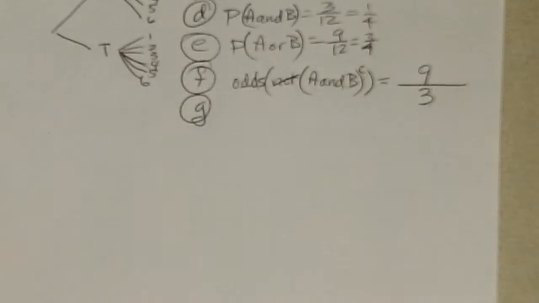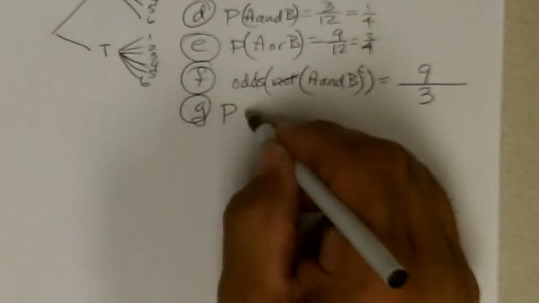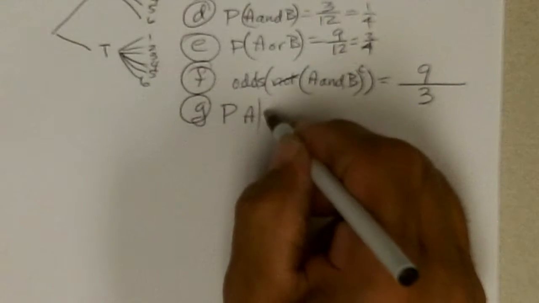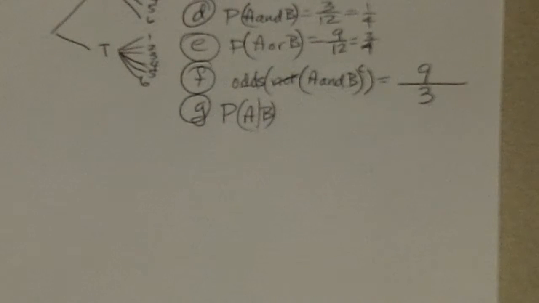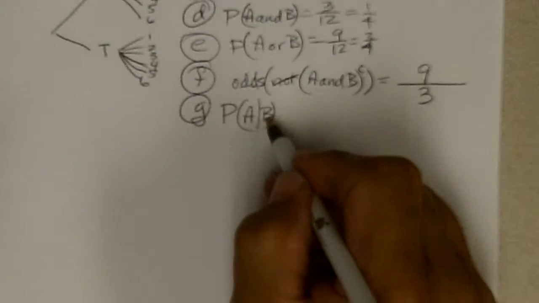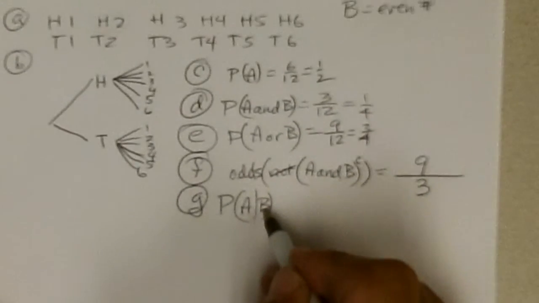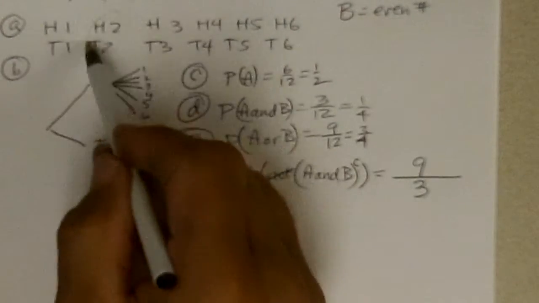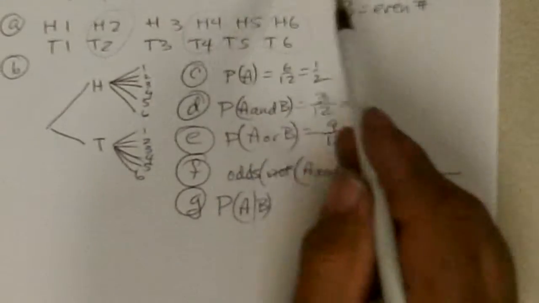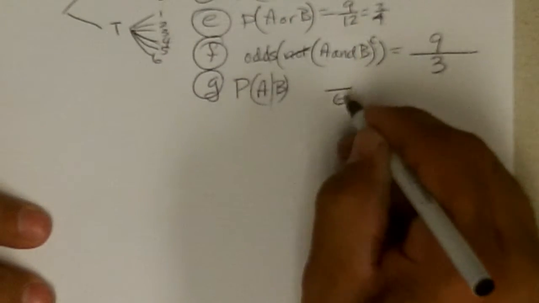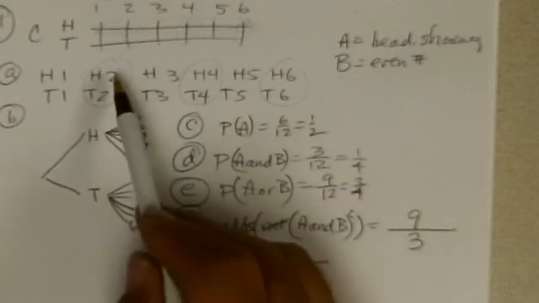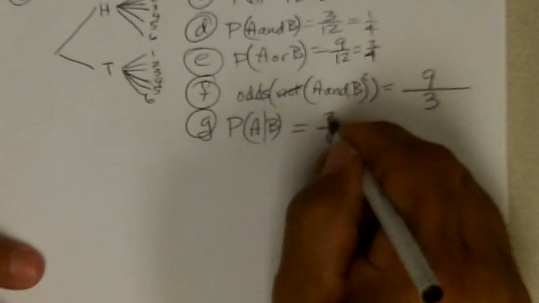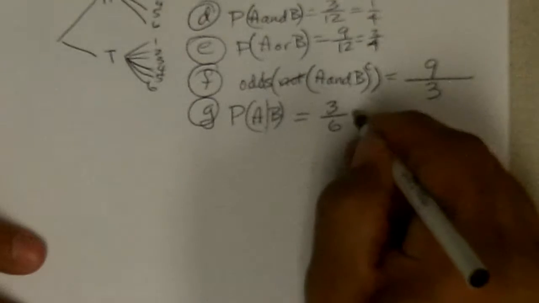G. Probability of A given B. That line means given. So that's the shorthand. So now we have to think B has happened. B, there's an even number. So we're in this 6 even numbers. B has happened. So of the 6, how many are A? A was a head. 1, 2, 3. So that's 1/2.